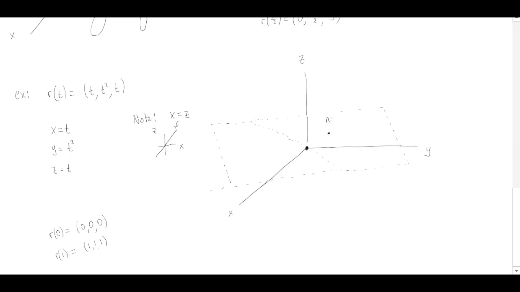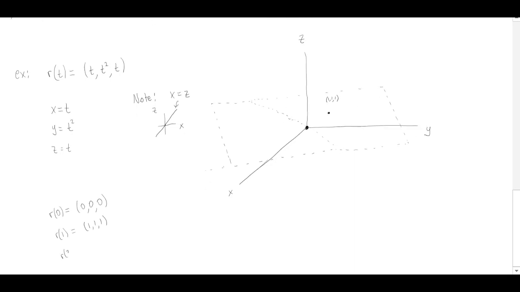Let's do just one more point. So when t equals 2, what are we going to get? Yeah, 2, 4, and 2. So when x and z are at 2 and 2, y is equal to 4, so I need to go way out to here or so where y is equal to 4. So if I try to sketch that, well, it's already not very good. It'll look something like this, okay?